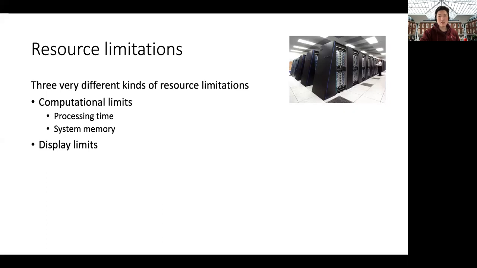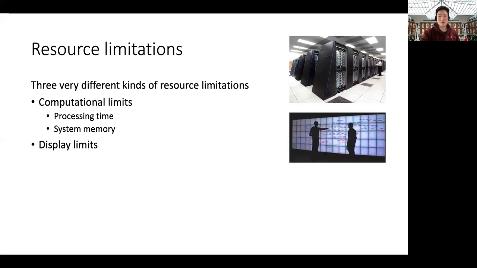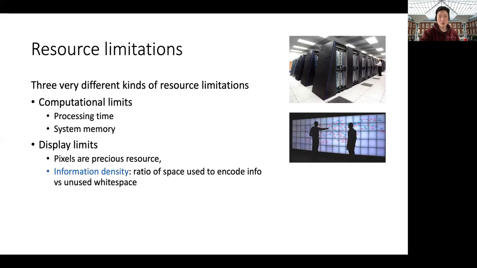And then the second limitation is the display. It depends on how big a display you have, and it limits how much information you can display. For example, if you have a big display like this, like an entire wall, you can display lots of information. And if you only have a phone, what you can display will be much smaller.